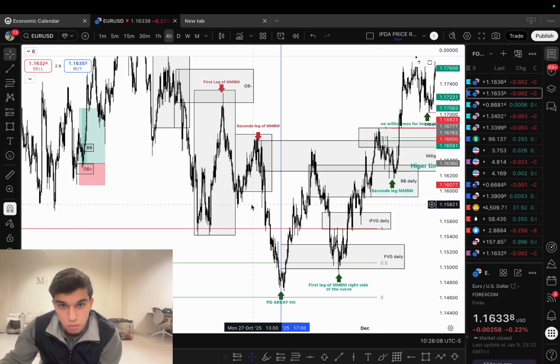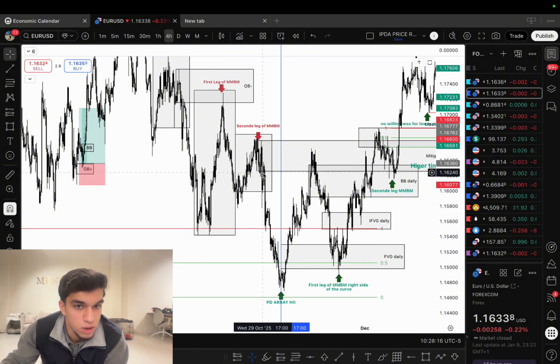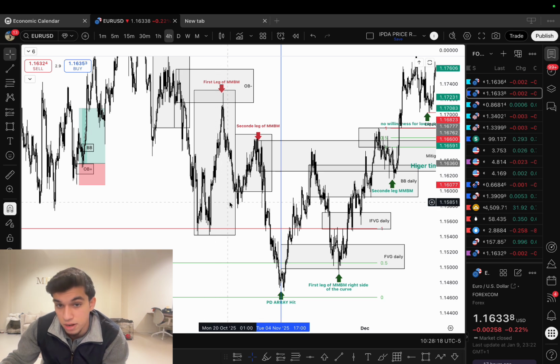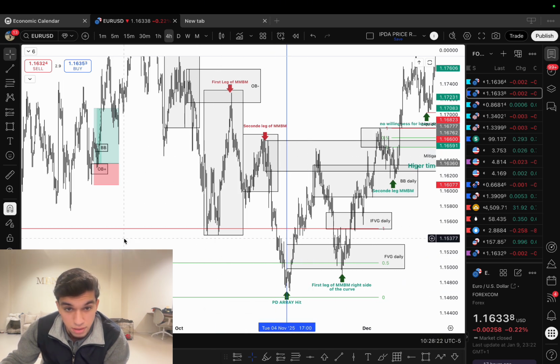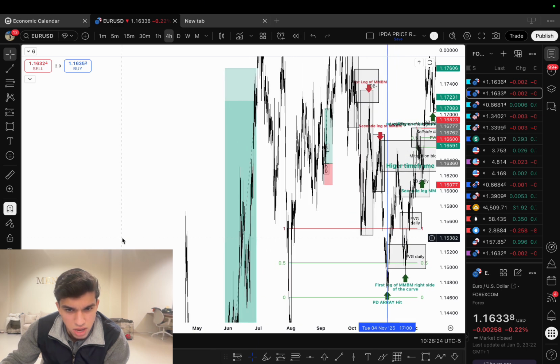This is not a perfect market maker model because most times you want to see at the second leg that we sweep the first leg's low and then make the higher low, but we didn't. But it went to the internal liquidity base, and after that we went lower to the high time for PDRA. Here was a beautiful gap, I think on the weekly daily chart.